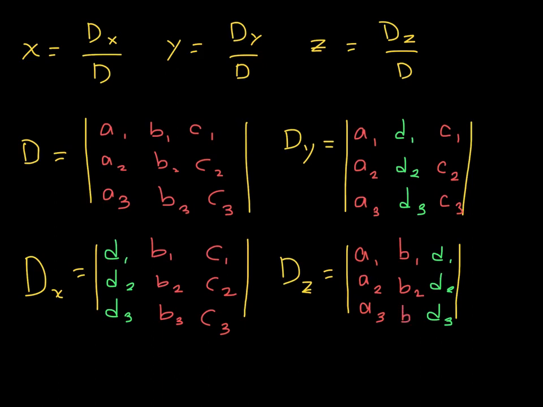So you can see it's basically all about expanding by the minors. It's all about evaluating the determinant of a 3x3 matrix. So now that we've written down Cramer's rule, let's actually use it to solve a system.